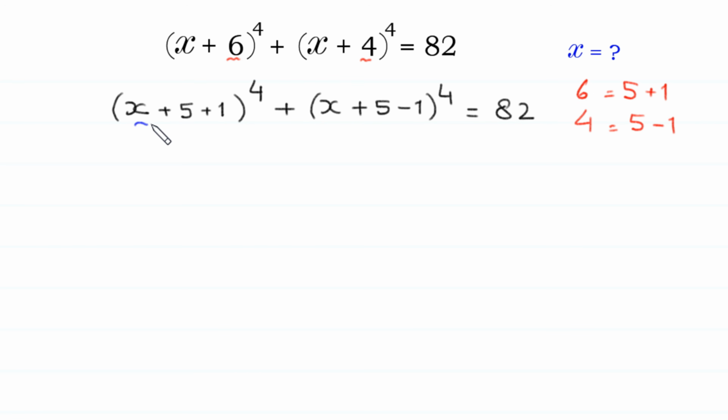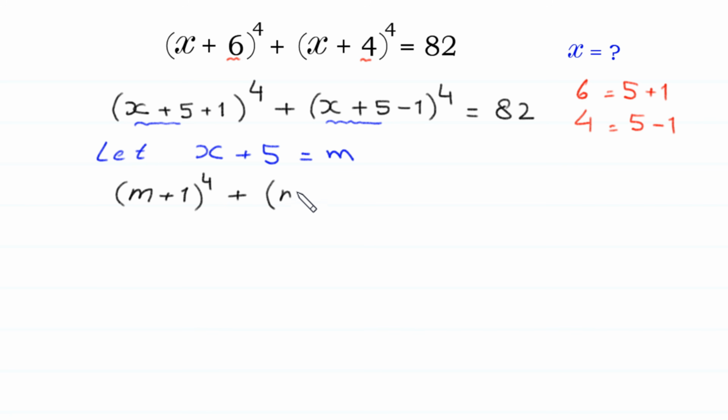Now here we have x plus 5 and here we have x plus 5. So we suppose this x plus 5 equal to m. Let x plus 5 is equal to m, and we substitute m in this equation, then this equation becomes (m + 1)^4 plus (m - 1)^4 is equal to 82.